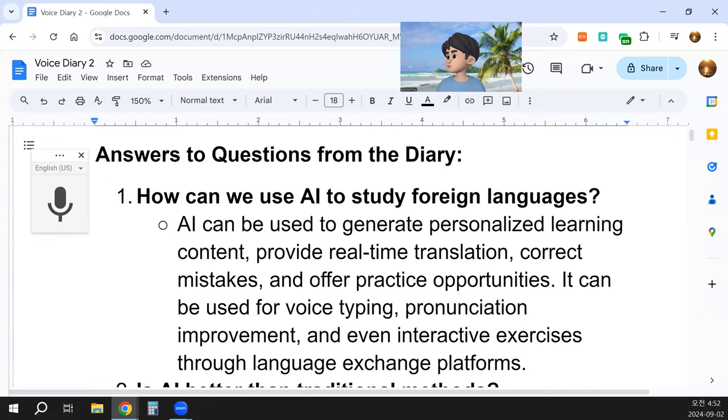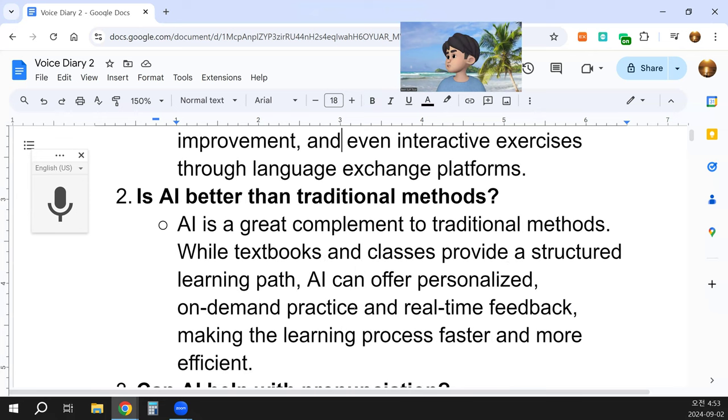Answers to questions from the diary. How can we use AI to study foreign languages? AI can be used to generate personalized learning content, provide real-time translation, correct mistakes, and offer practice opportunities. It can be used for voice typing, pronunciation improvement, and even interactive exercises through language exchange platforms.